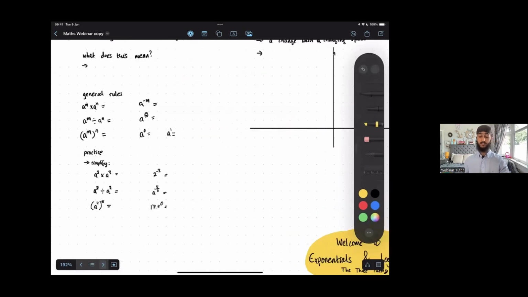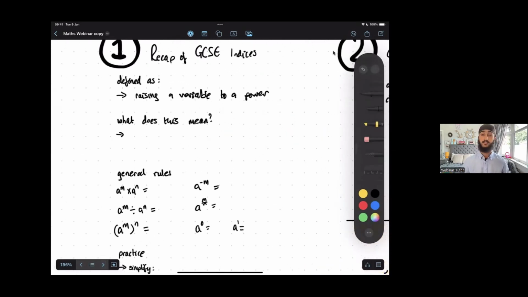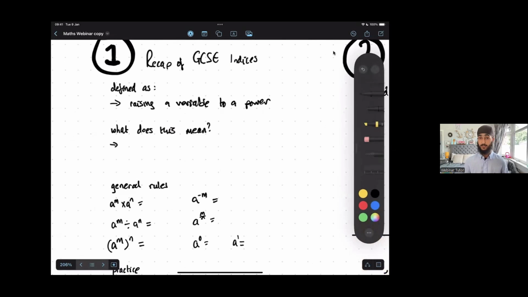So let's dive straight in. GCSE indices. An index, or an exponent, as some people call it, is defined as raising a variable to a power. But what does this actually mean? So let's take the example 2 to the power of n. What this means is 2 is being multiplied by itself n times. For example, if the value for n was 4 in this situation, then there would be 4 2's in that expression.